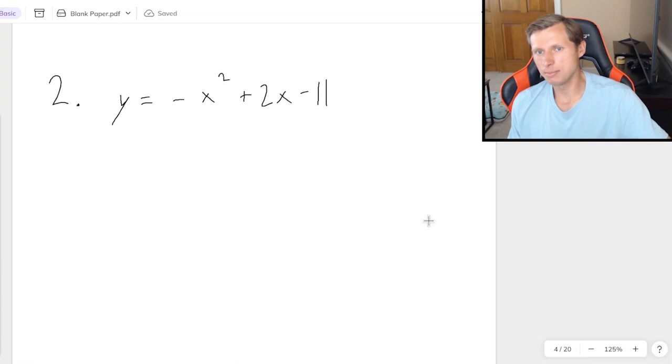Okay, so first, I'm not even going to bother wasting my time factoring this. I'm just going to go straight for the quadratic formula. A is going to be negative 1 this time, b is going to be 2, and c is going to be negative 11.